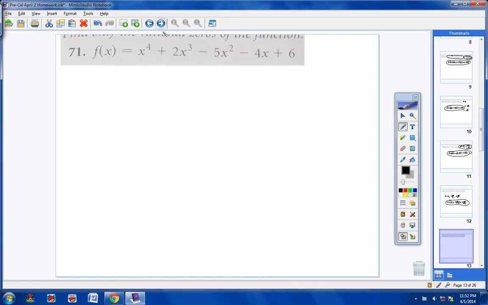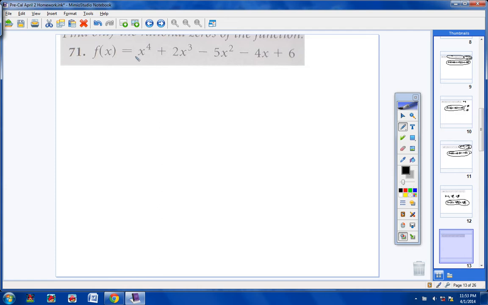Let's continue on to numbers 71 through 77. Now they say to find only the rational zeros. So find only the rational zeros. Okay, no big deal. This will not be near as hard as the other one, because if we have any quadratics that we have to use the quadratic formula on, we can just stop, because we know that's going to be an irrational zero. Okay, so we're looking for only rational zeros.